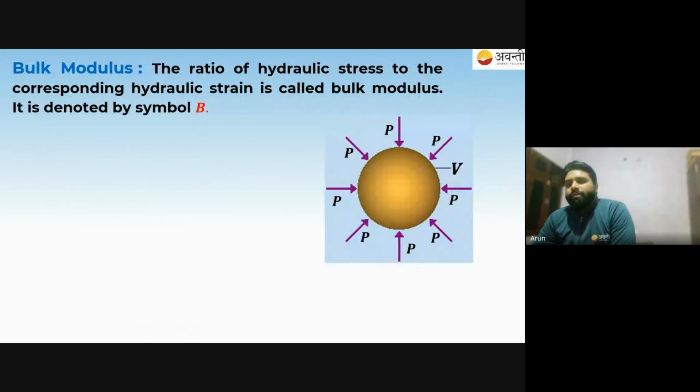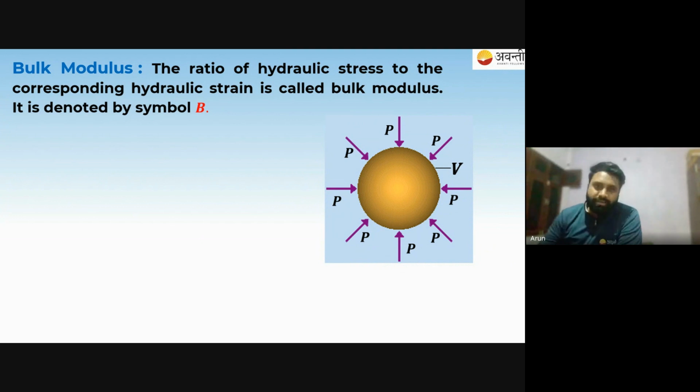Now, bulk modulus. Again, we have three types of stress, three types of strain. Based on that, the modulus of elasticity is also of three types, and we are dealing with the third type. So by the name it suggests itself that bulk modulus is nothing but the ratio of hydraulic stress, or one of the names, volumetric stress. One more name is bulk stress. So the ratio of hydraulic stress slash bulk stress slash volumetric stress to the corresponding hydraulic strain slash volumetric strain slash bulk strain is called the bulk modulus, and it is denoted by the symbol capital B.